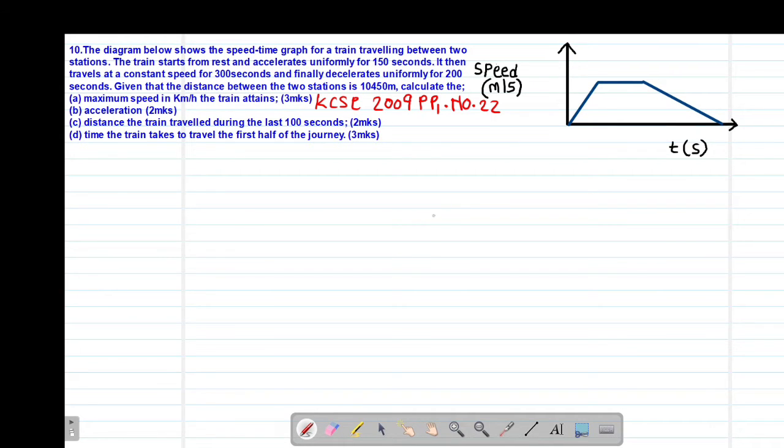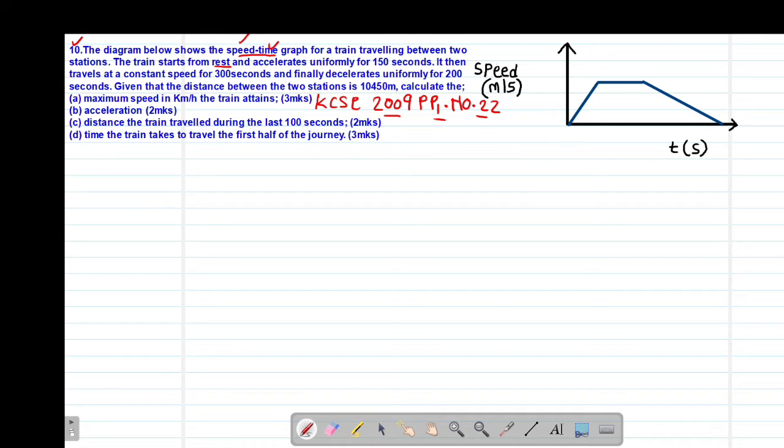Welcome to today's class. It's our 7th lesson on a given Form 2 mathematics topic called linear motion. So we are looking at our example number 10, which is a past KCSE question, paper 1, question number 22. It reads that the diagram below shows a speed time graph, meaning that on the vertical axis we have the speed, and on the horizontal axis we have the time, for a train traveling between two stations. So the train starts from rest.